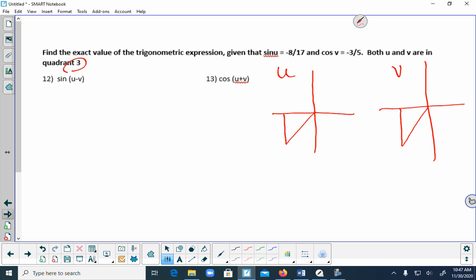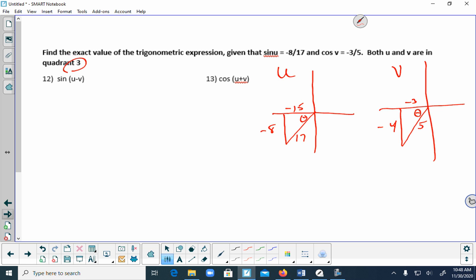U has a sine of negative 8/17, which means the opposite over the hypotenuse is negative 8/17. When I do Pythagorean theorem, I find out that this missing side is a negative 15, and it has to be negative because it's in the third quadrant. And then for v, the cosine of this angle, the adjacent over the hypotenuse, is negative 3/5, which means that this side here has to be a negative 4 when I do the Pythagorean theorem. So I have these two triangles for u and v.